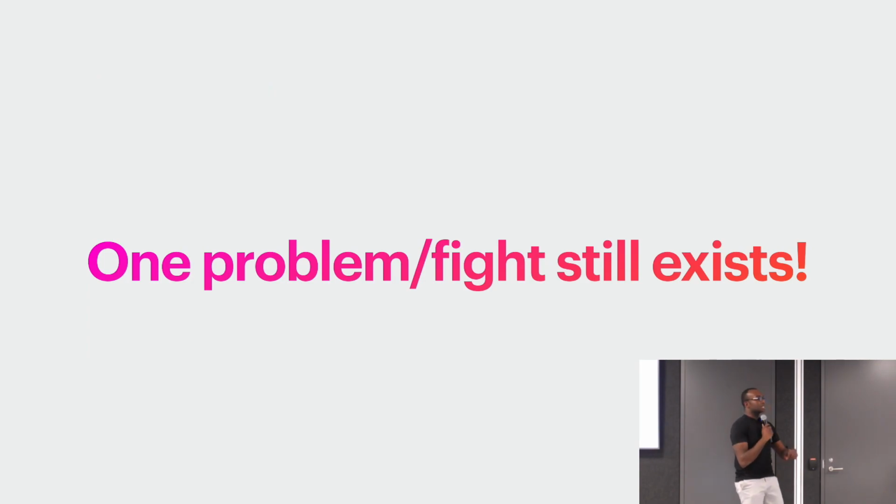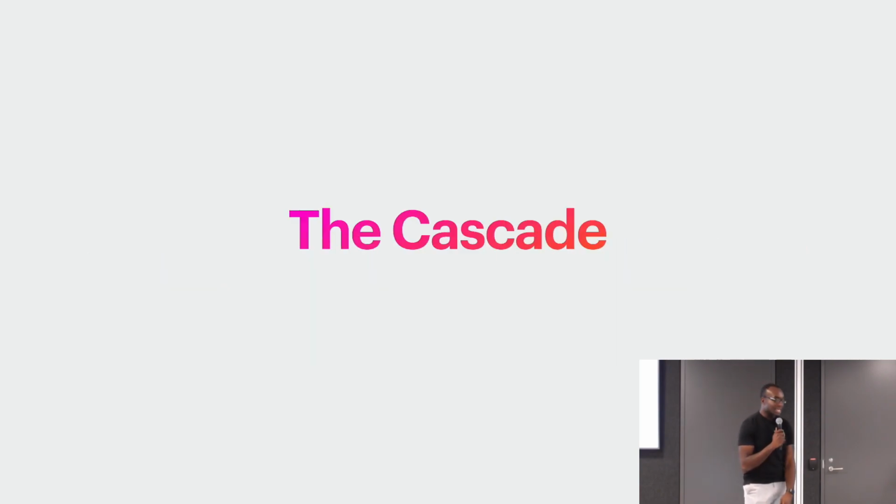So we've talked about this idea of organization, organizing our style rules, organizing our CSS custom properties into variables, organizing our style rules as well. But one problem and fight still exists: the cascade.